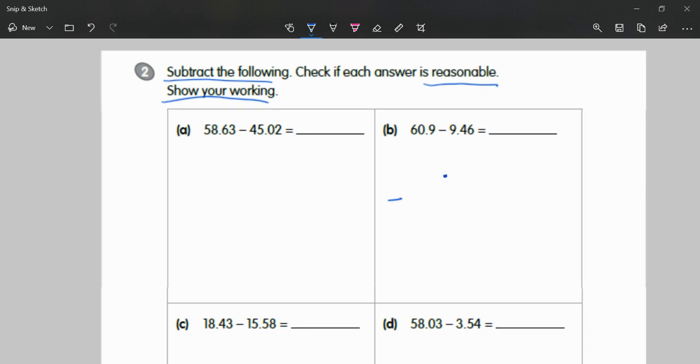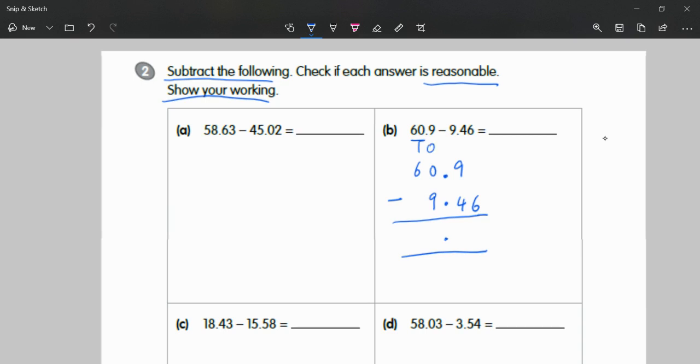Operation, correct. Thank you, Kauran. So before we get there, let's just do the subtraction first. Align decimal point, align place value, operation. 60.9 subtract 9.46. Now, there's a problem here.